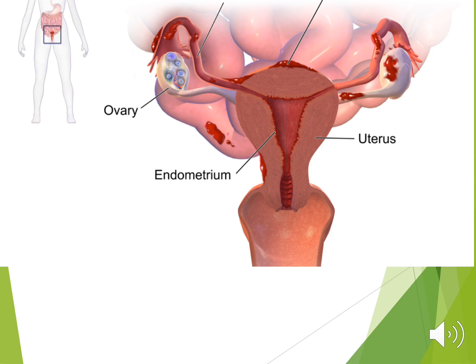As previously mentioned, it can happen anywhere in the pelvis, most commonly the ovary. It can also affect the fallopian tube, the round ligament, and the broad ligament. It can also occur outside the pelvis, on the colon, and even in the lung.